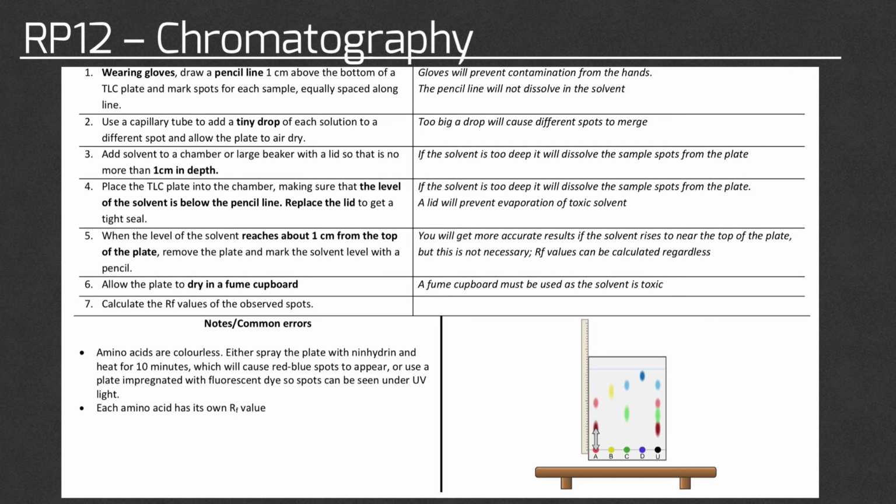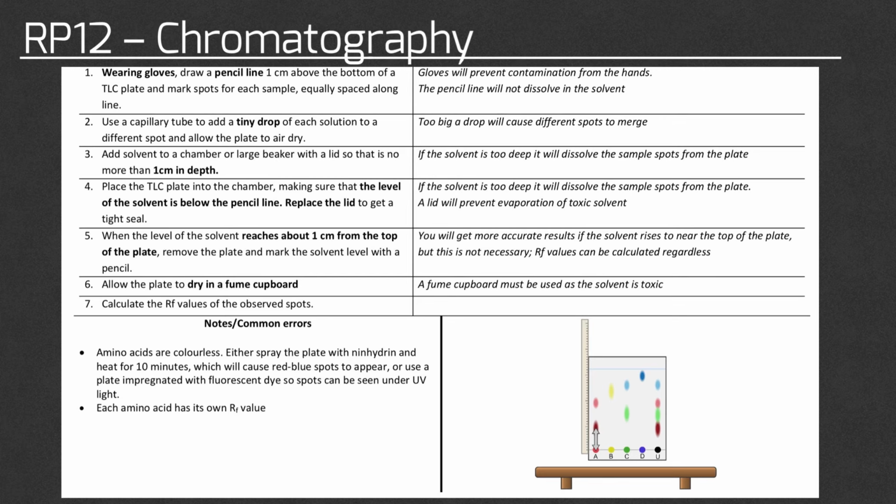The first step is making sure you are wearing gloves to draw a pencil line above the bottom of the TLC plate and mark spots for each of the samples equally spaced along the baseline. We use gloves to prevent contamination from your hands. We use a pencil as that will not dissolve in the solvent. We then use a capillary tube to add a small amount of each solution to a different spot and allow the plate to dry in air.